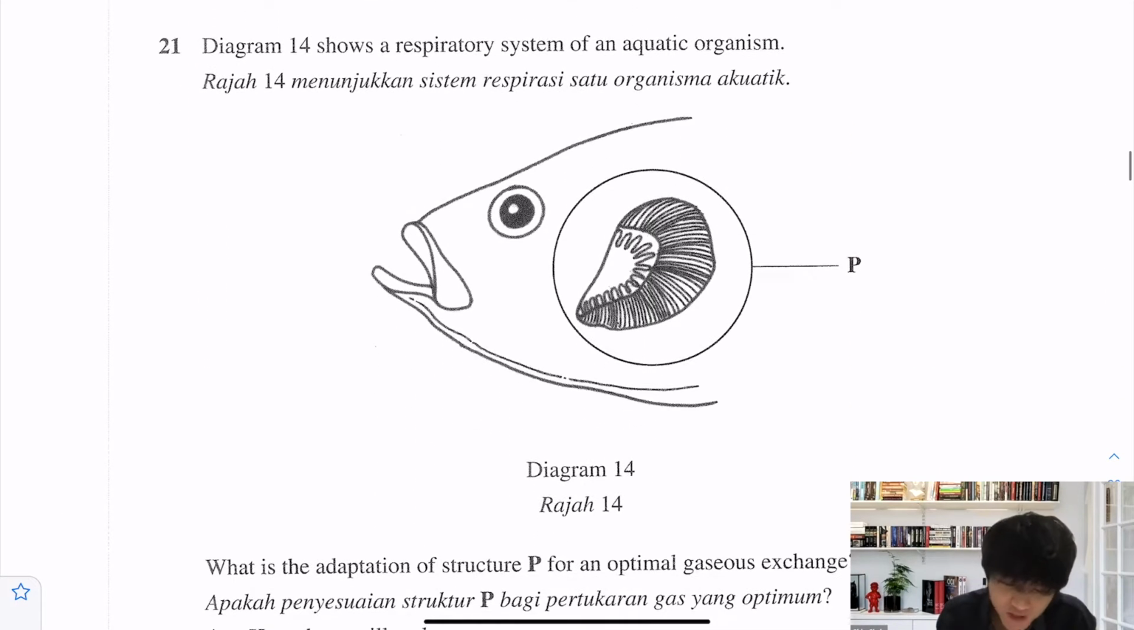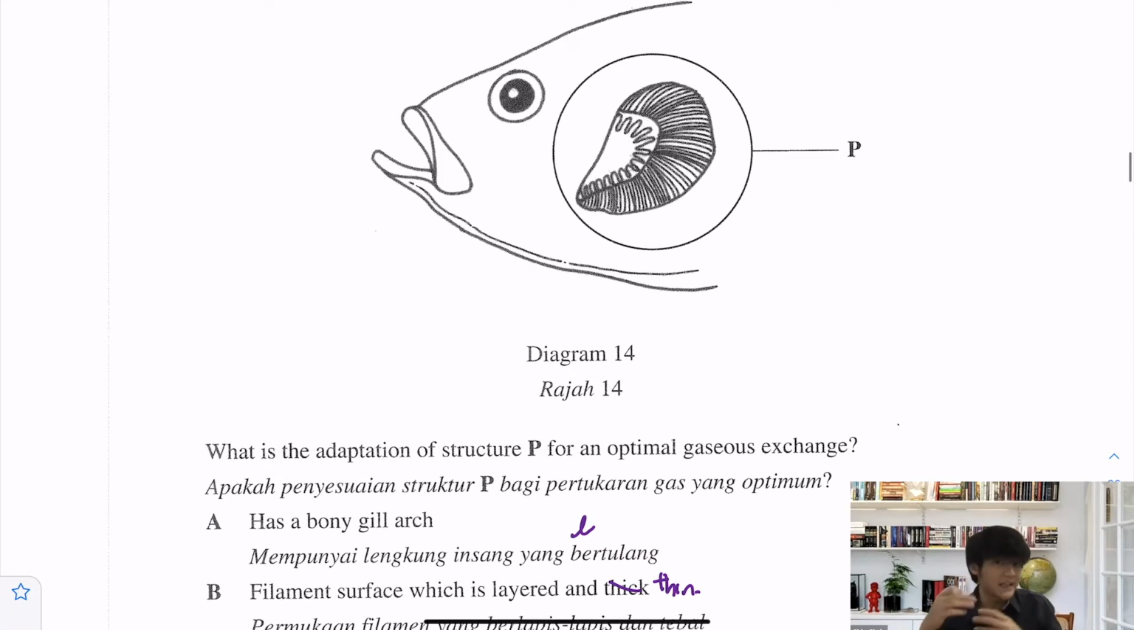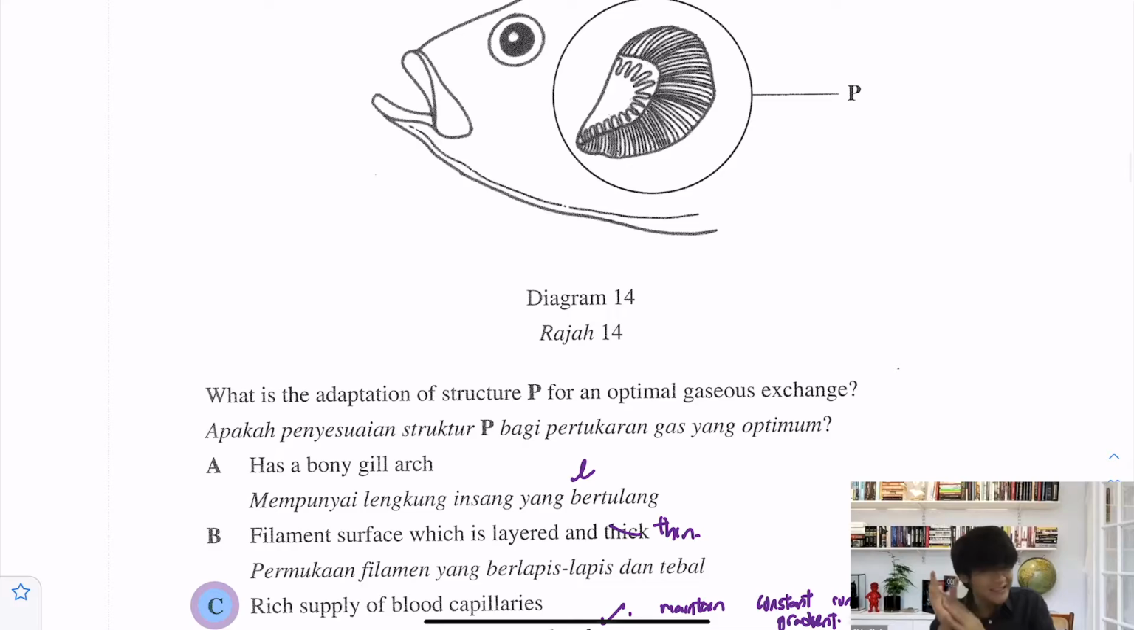Diagram 14 shows the respiratory system of an aquatic organism. What is the adaptation of P for optimal gas exchange? So what happened is that in its gill, what is the adaptation? This gill is covered with a large amount of capillary. When there's a large amount of capillary, the diffusion can occur in no time. The rate of diffusion is very high.